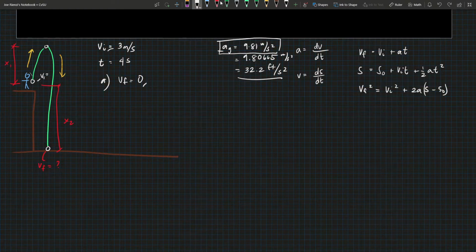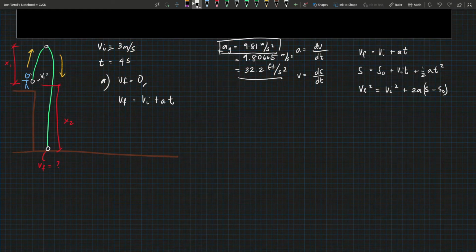So, let's use our second formula: S naught plus VIT plus 1/2 AT squared. Actually, it can't be used, because the question is, what is the time in part 1, the time consumed going up to that point? So, we will not use it. Let's use the first formula first, VF equals VI plus AT. This is just the first part of our action, from the hand to the apex.